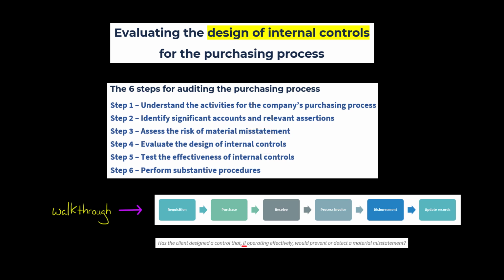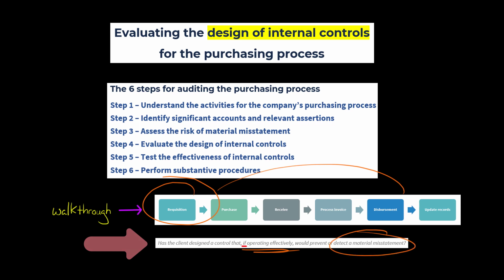So a great way to start this is by doing a walkthrough of the purchasing process. We're going to go from the initial request for goods and services all the way through to the cash disbursement, updating the accounting records. Okay, we're going to walk through this and ask ourselves at each step, when there's a purchase order, when there's a receiving report and so forth, has the client designed an internal control that, if it were operating effectively, would prevent or detect a material misstatement?